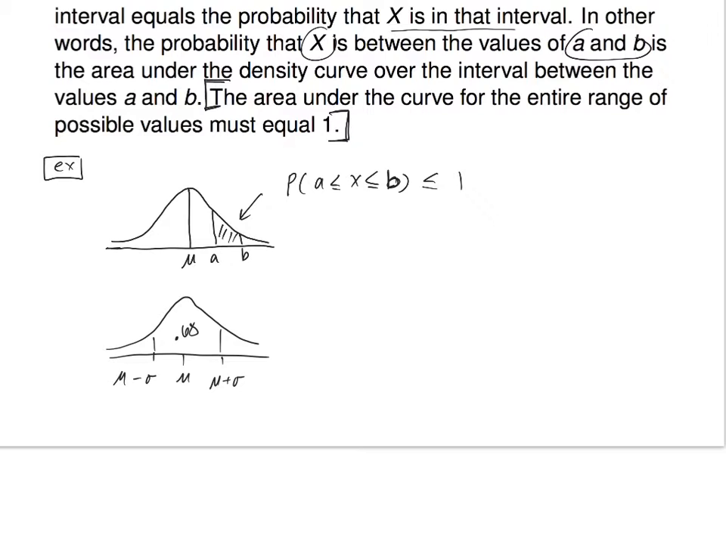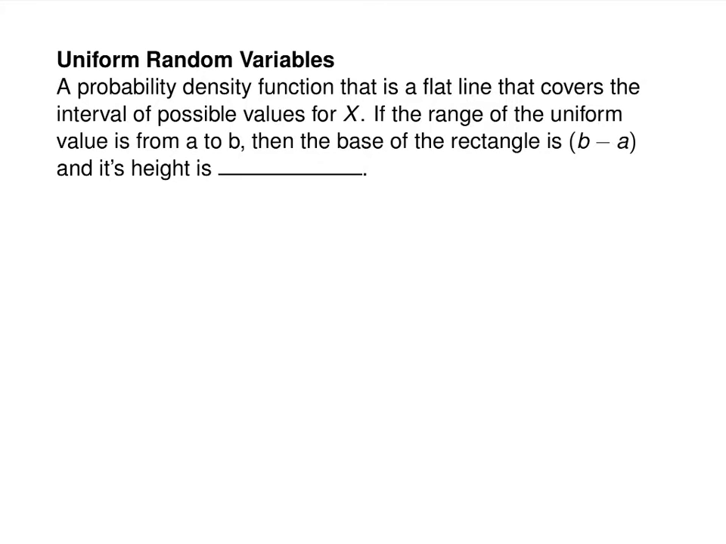So we're going to start with the simplest possible thing, and the simplest possible curve is called a uniform random variable, where instead of being a curvy curve, the curve is a straight line. Okay, so here's an example of that. A probability density function that is a flat line that covers all possible values for x. If the range is from a to b, then the base is b minus a, and its height is fill in the blank.